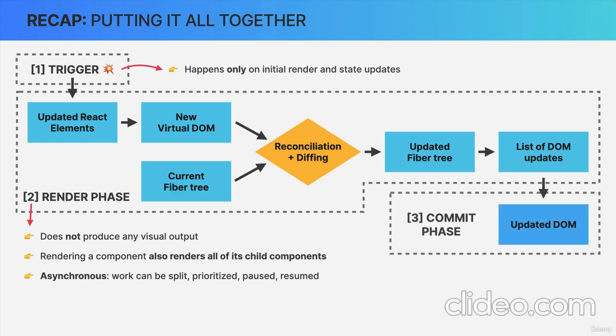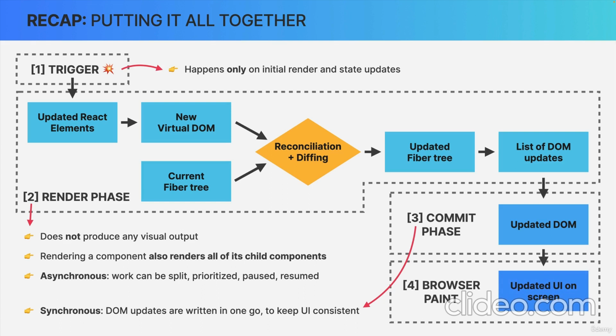So in this phase, a so-called renderer like React DOM will insert, delete, and update DOM elements so that we end up with an updated DOM that reflects the new state of the application. And unlike the render phase, the commit phase is actually synchronous. So all the DOM updates are performed in one go in order to ensure a consistent UI over time. Now, finally, once the browser realizes that the DOM has been updated, it starts a new browser paint in order to visually update the user interface on the screen.